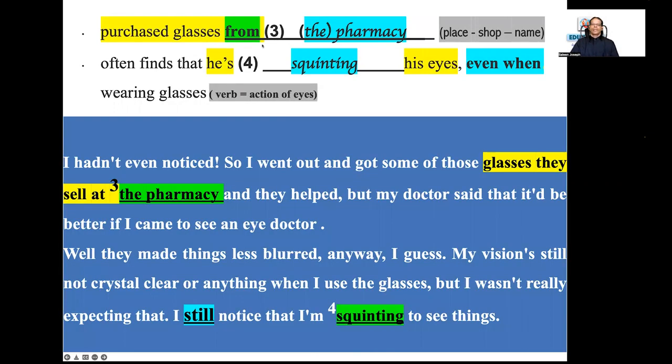See, purchase glasses from the pharmacy. You know, see, purchase the glasses, sell at the pharmacy. Even here, synonymous expressions are being used.